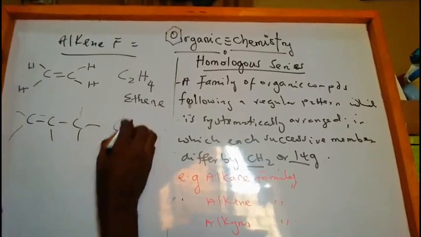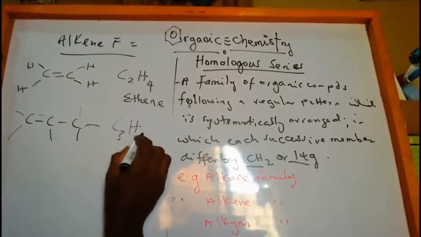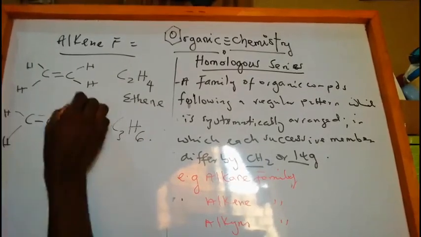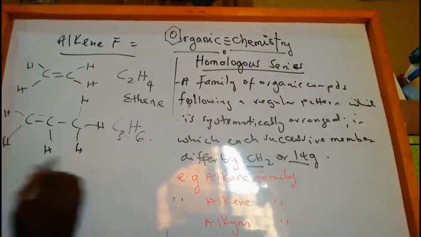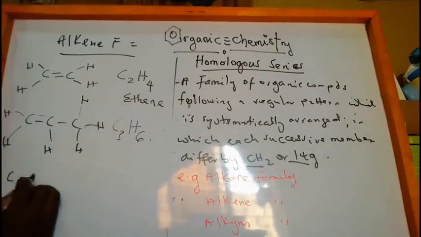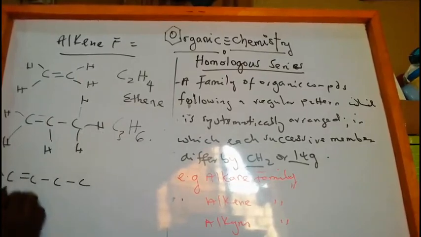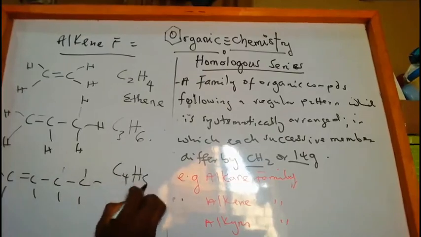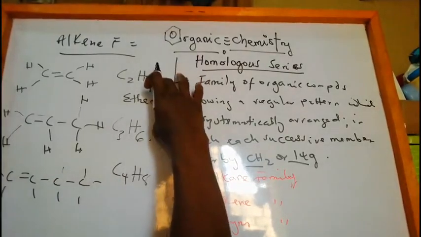So this is C3H6, because we have this and this. If I want to take the next member, for example, I'll have this. So that will give me C4H8. Every member differs by CH2.